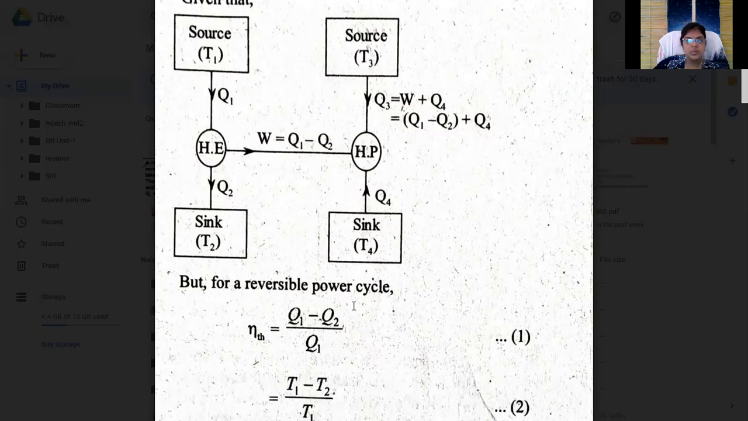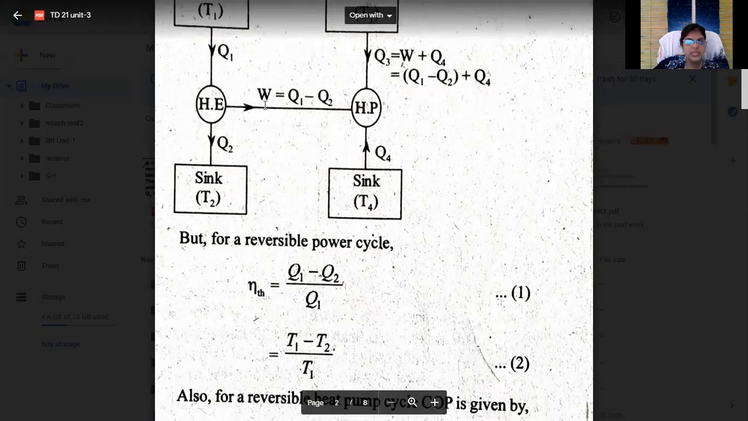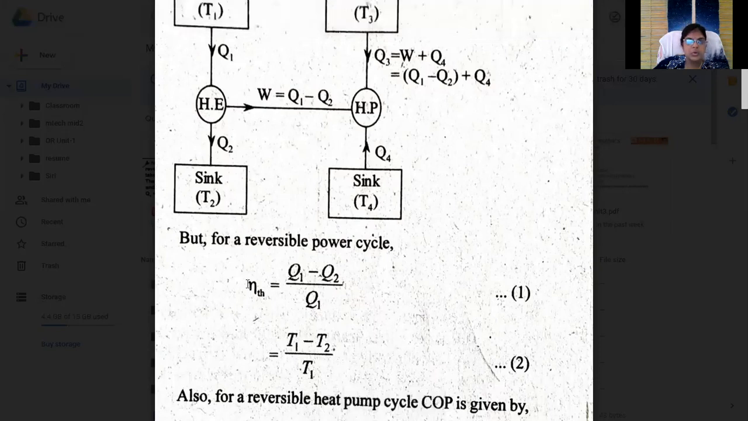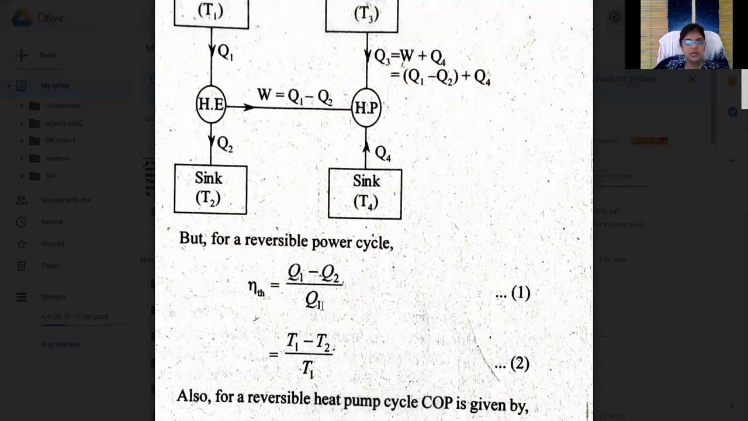So for a reversible power cycle, the efficiency is equal to output by input. Here in our heat engine, what is our output? W. What is our input? Heat supply. So in the heat engine, Q1 is the heat supply and W is the output. So the efficiency is output by input. Output is W, input is Q1. So what is W? Q1 minus Q2 by Q1, the heat supply.